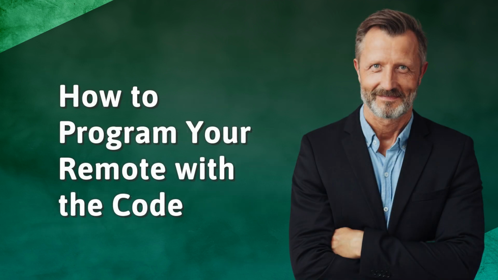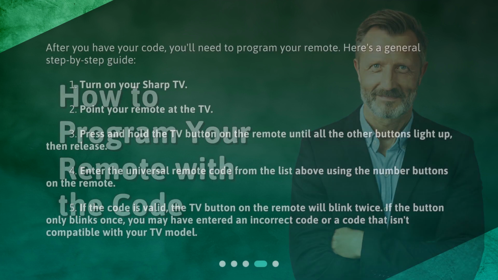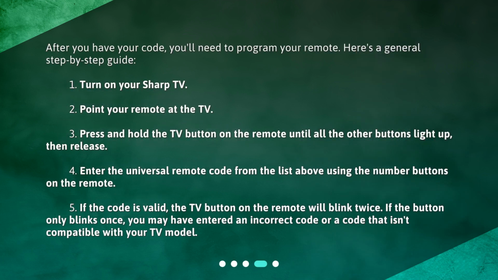How to program your remote with the code. After you have your code, you'll need to program your remote. Here's a general step-by-step guide. 1. Turn on your Sharp TV. 2. Point your remote at the TV. 3. Press and hold the TV button on the remote until all the other buttons light up, then release. 4. Enter the universal remote code from the list above using the number buttons on the remote.